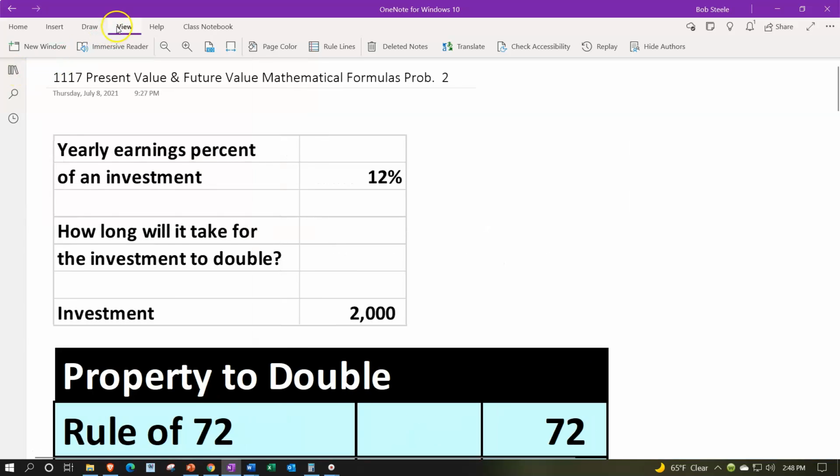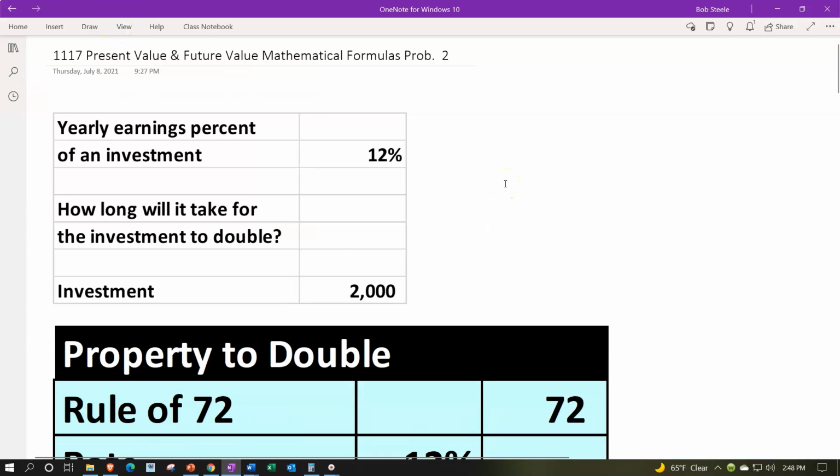Closing the icon, we've got our information up top, calculation on down below. We're going to be looking at present value and future value from the standpoint or calculation method of mathematical formulas. But before we get down there, we're going to recap what we have done in prior practice problems.